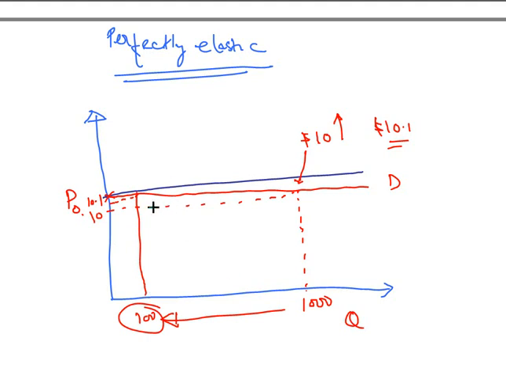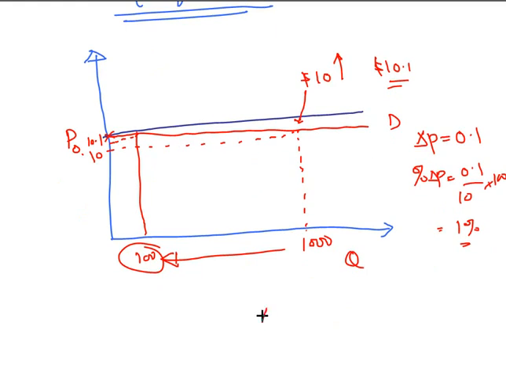Why? There is only a slight increase in the price. How much is the increase? The percentage change in the price is 0.1 divided by the initial price, which is 10. If you multiply by 100, it is 1%. So you have increased the price by 1%. And what is the change in the quantity? The change in the quantity is minus 900. Percentage-wise, minus 900 divided by your initial 1000, so it is minus 90%.